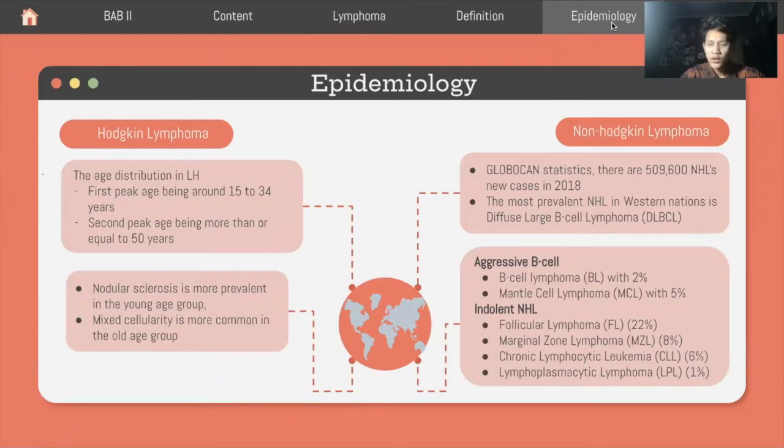So now I would like to continue this presentation about the epidemiology of lymphoma. But before that, I would like to introduce myself. My name is Krishna Putra Pramanda. My student number is 128. So now I would like to start from Hodgkin lymphoma.